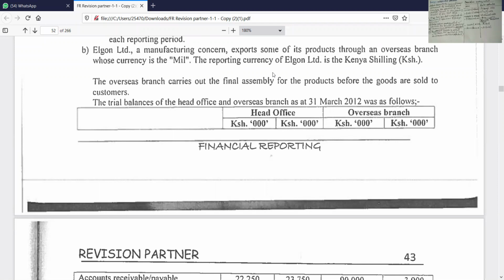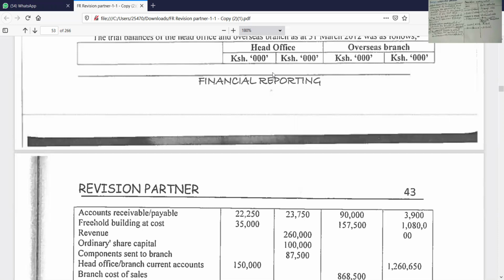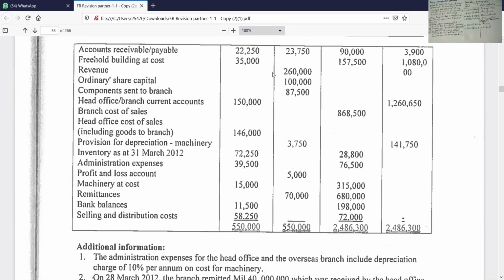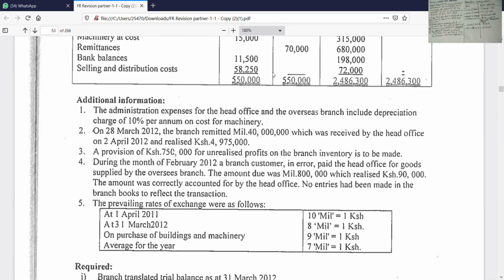The reporting currency is where the head office is, not the parent. Let me use the word they have used, head office. The currency of the head office is the reporting currency, which is Kenyan shillings. So when I will be doing my question, first I have to translate the operations of the overseas branch, milli, to Kenyan shillings. You are told additional information: admin expenses for head office and the overseas branch include depreciation of 10% on the cost of machinery.